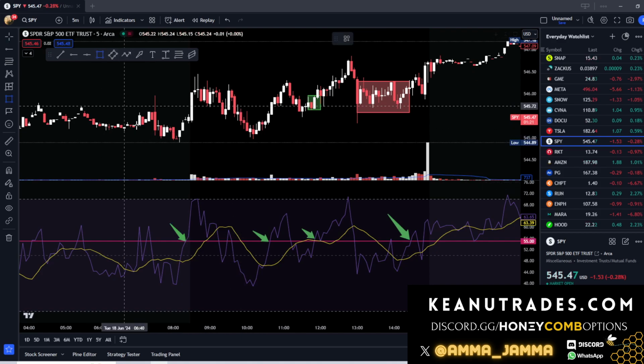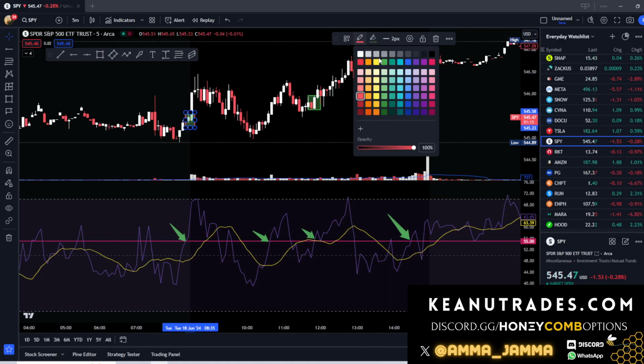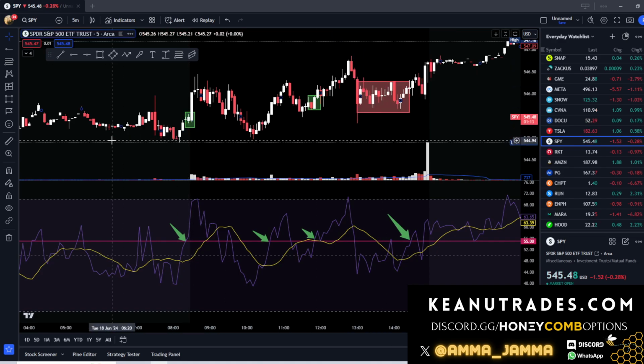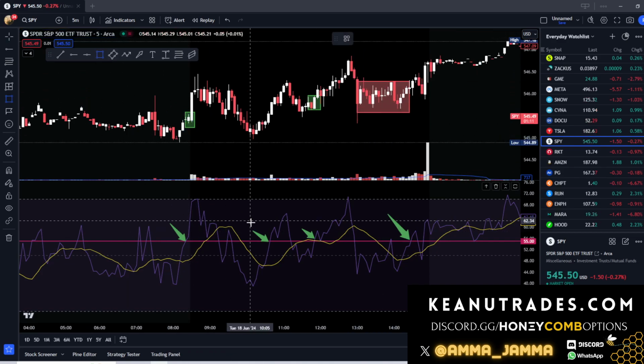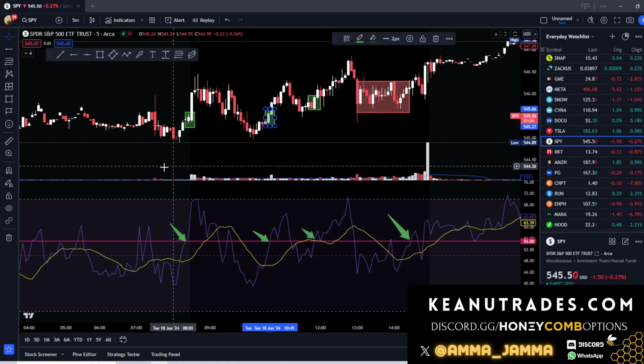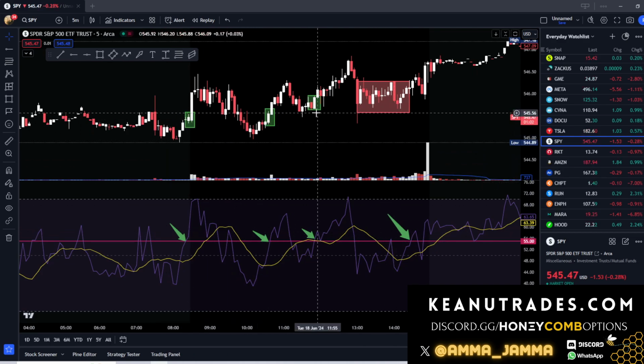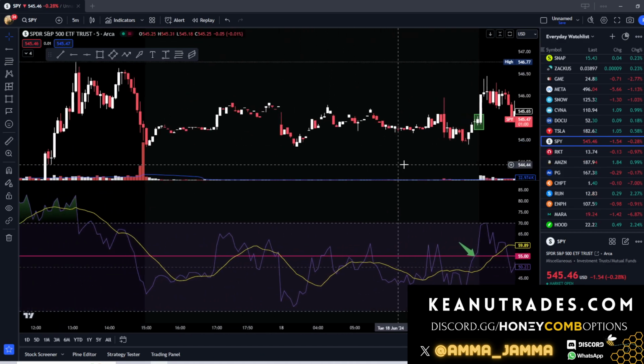So let me put green boxes. These would have been our call entries according to only taking calls on mega caps when the 5-minute chart breaks over the 55 RSI. Here are our 3 call entry boxes for the day. There, there, there. All right, let's cross test another day.